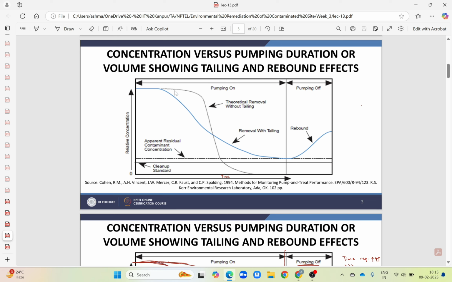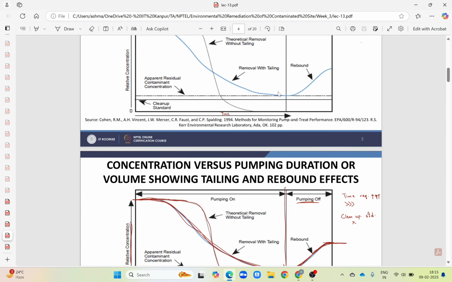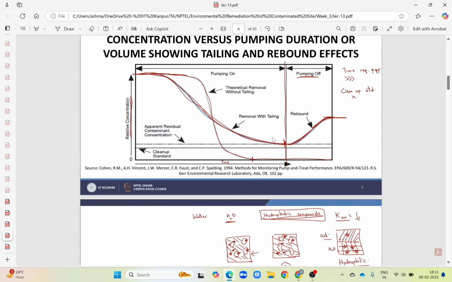From this graph, we can see that when the pumping is started, the concentration of the pollutant decreases, but after some time there is some rebound and an increase in the concentration of the pollutant when pumping is stopped. We are taking the contaminated water out of the aquifer, so the concentration decreases.